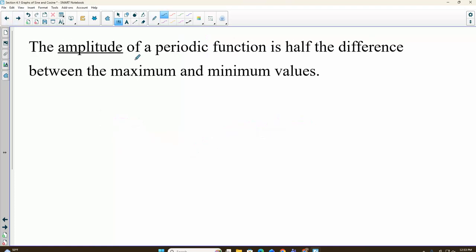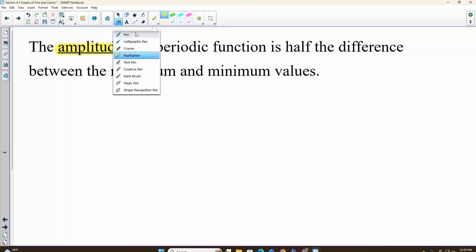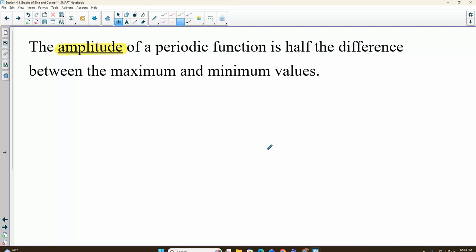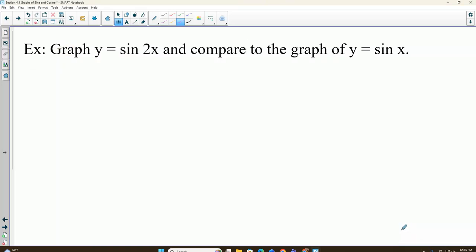So, what we just discovered was the amplitude. The amplitude of a periodic function is half the difference between the maximum and minimum values. Okay, if my maximum is at 2, my minimum is at -2, my amplitude is 2. So a number out in front changes our amplitude, the height of our graph. Let's see what a number on the inside does.